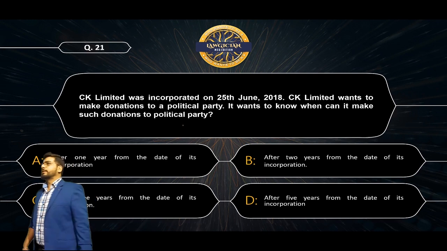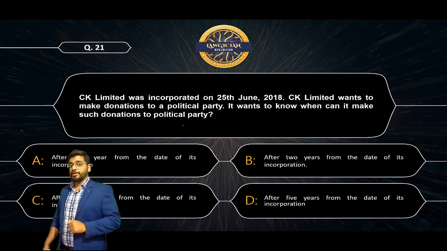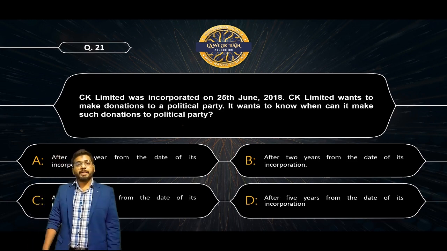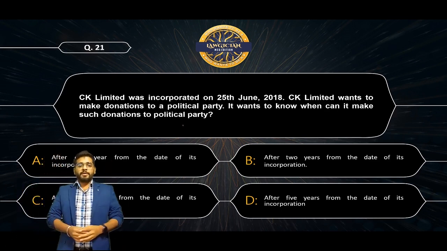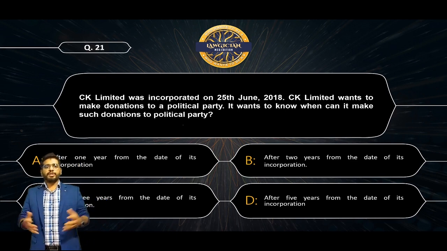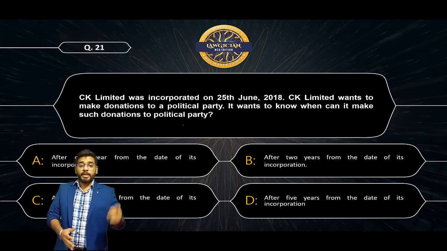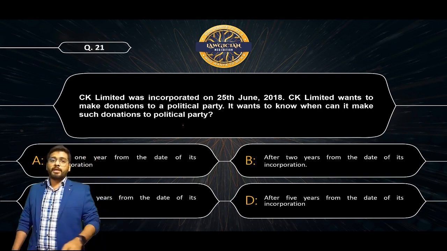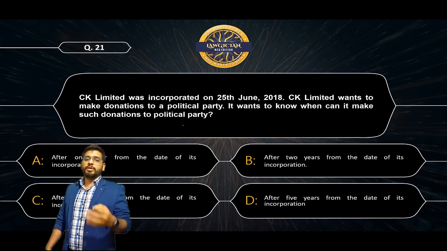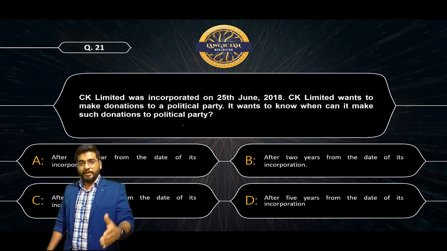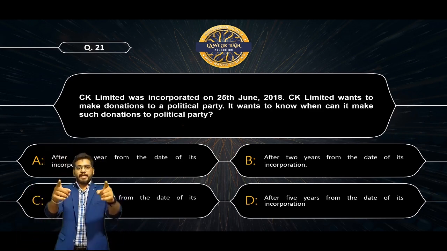Section 179 talks about powers of the board of directors. 180 talks about restrictions on the powers of the board of directors. 181 talks about charitable contributions. And 182 talks about political contributions. CK Limited wants to know whether it is allowed to make donations to a political party or not. There are 4 options given on your screen, and note that it is a newly incorporated company, incorporated on 25th of June 2018. Think 10 times before you decide your answer. Your 30 seconds time starts now.